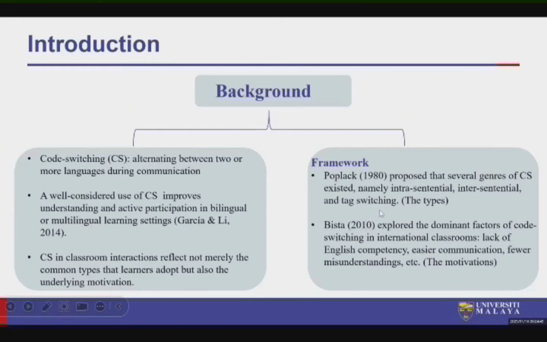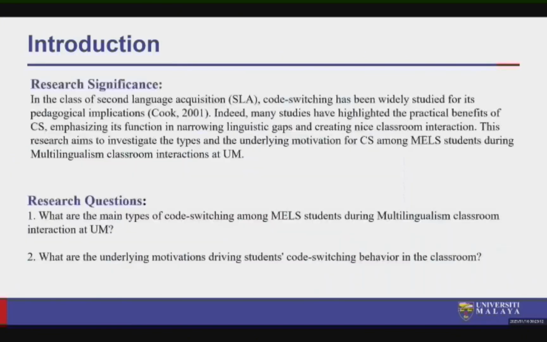There are two frameworks in our research. About types, we took Poplack's theory. He proposed several genres of code switching, namely intra-sentential, inter-sentential, and tag switching. About the motivation, we adopt Bister's 2010 study as framework. He explored the dominant factors of code switching in international classrooms.